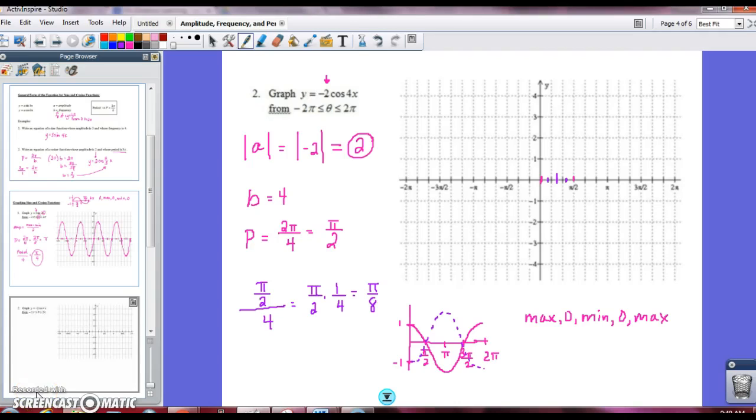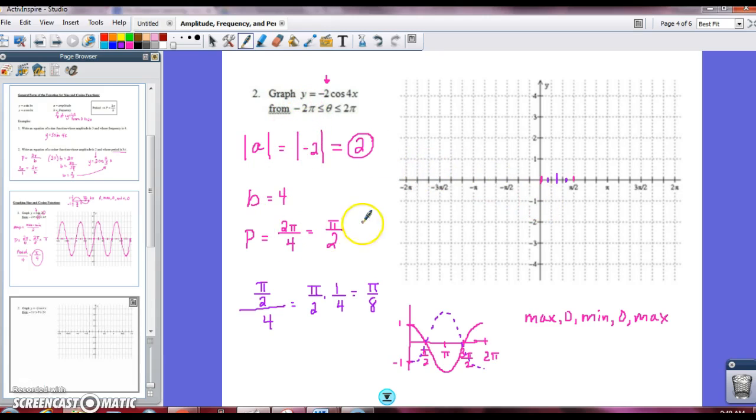Hi everyone, I'm going to continue on with the problem we left off with in the last video. So we were going to graph y equals -2 cosine 4x. We said that the amplitude is 2, but because of that negative, instead of starting at the max, I have to start at the min. So my graph is going to be flipped over the x-axis.